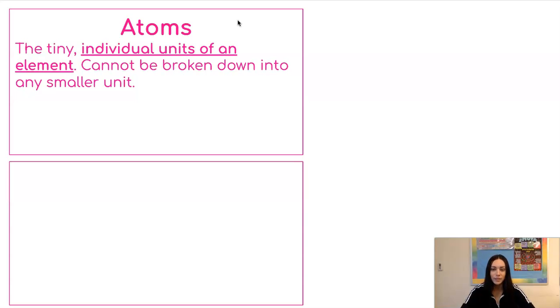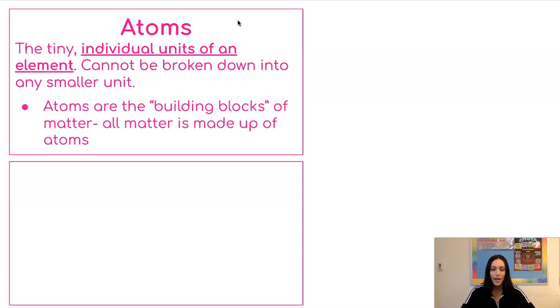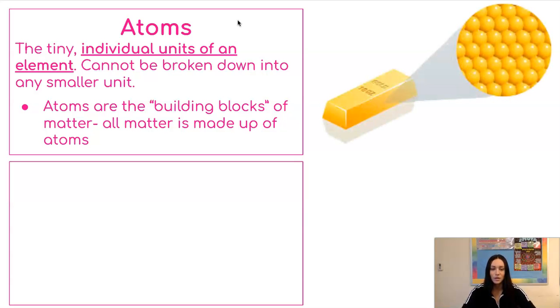Elements are broken down into small individual units called atoms. These individual units of elements cannot be broken down into any smaller units. Atoms are the building block of matter. Because all matter is made up of elements and atoms are the units of elements, all matter is made up of atoms. So for example, if we look here, if you were to be able to zoom in millions of times into a piece of gold, you would see that the gold is broken up into many, many, many tiny individual units of gold called atoms.